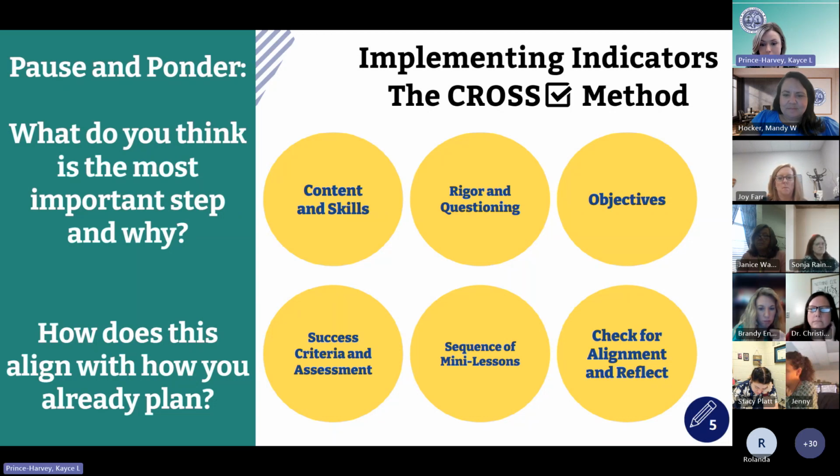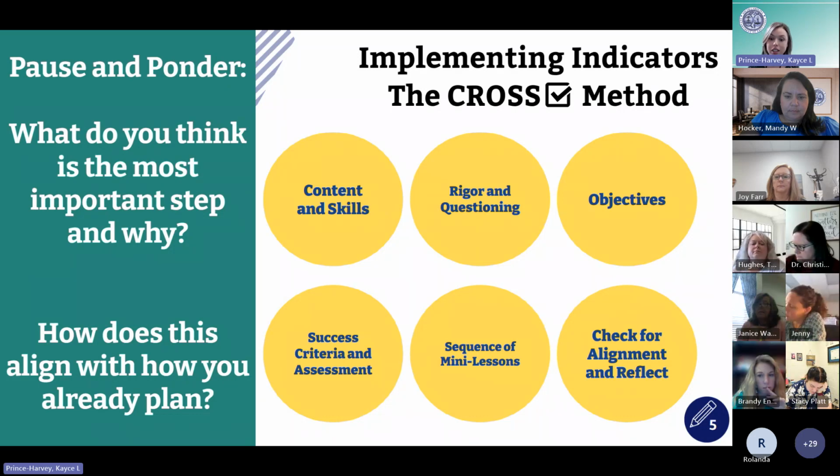See objectives, assessment, criteria, and alignment. Objective, success criteria, assessment, rigor and questioning, alignment and reflect. Success criteria helps steer the rigor and questioning throughout the lessons. Okay. Focus on the level of the challenge and how the questioning contributes to the rigor. Oh, and I like that. Makes you think of beginning with the end in mind. Absolutely.